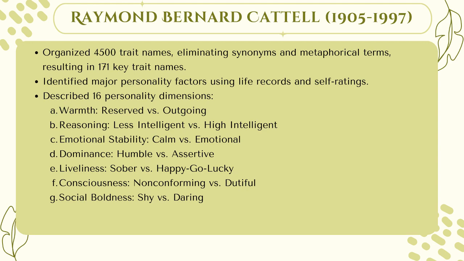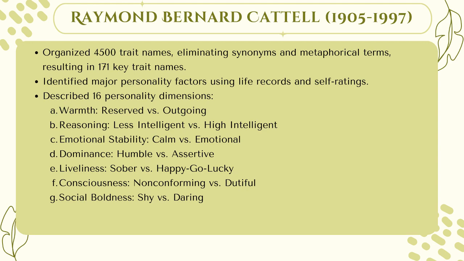The 16 personality dimensions described by Cattell are: 1. Warmth, reserved versus outgoing. 2. Reasoning, that is less intelligent versus highly intelligent. 3. Emotional stability, that is calm versus emotional. 4. Dominance, humble versus assertive. 5. Liveliness, sober versus happy-go-lucky. 6. Conscientiousness, non-conforming versus dutiful.